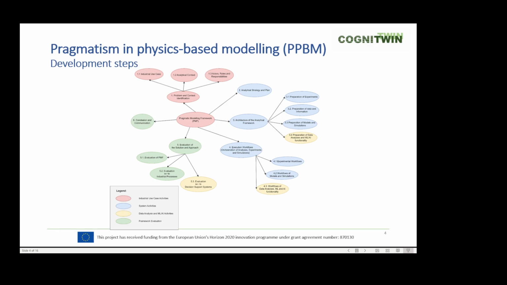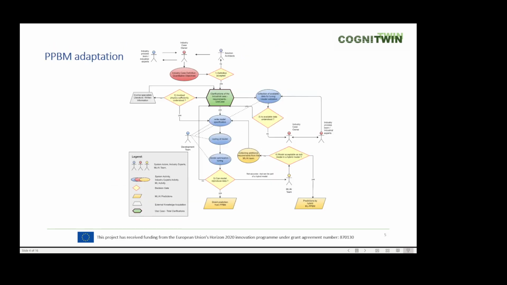And the sixth point, which is not discussed in more detail right now, is about conclusions and communications. This we will come back to in a few slides.